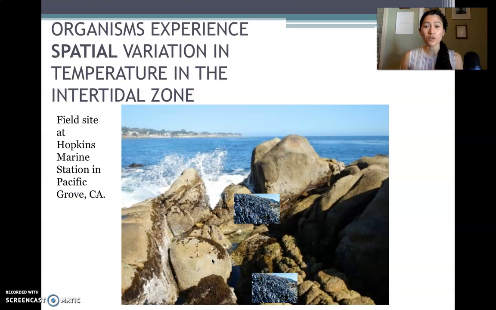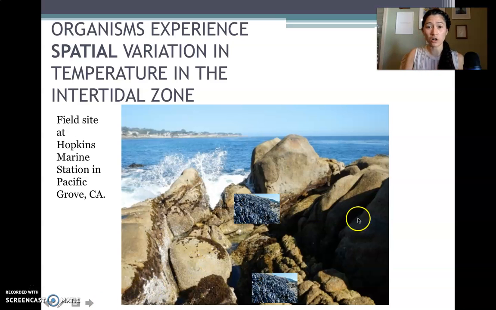We also know that many organisms, especially those that are sessile or that attach to a surface and then don't move, like the mussels, they also experience what we call spatial variation in the intertidal zone. So even within a single intertidal site, just a few meters away, there can be very large differences in temperature.